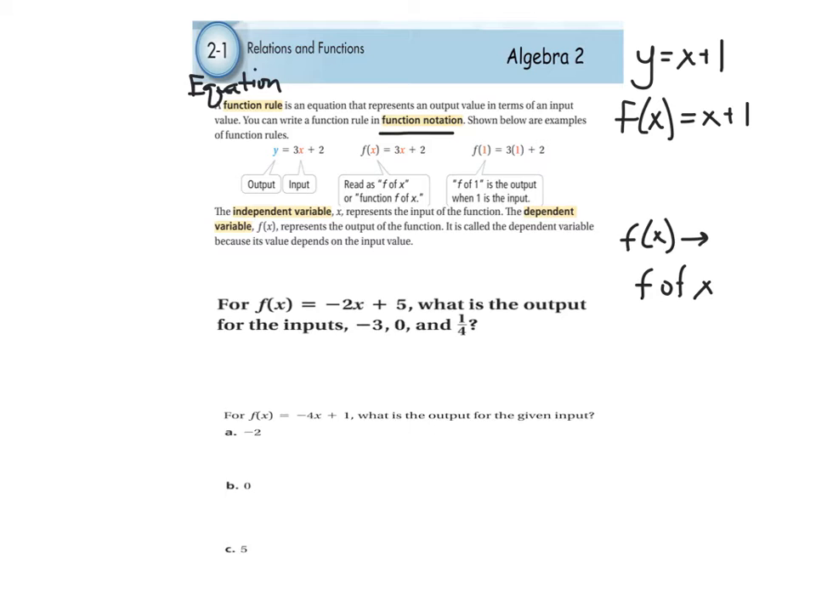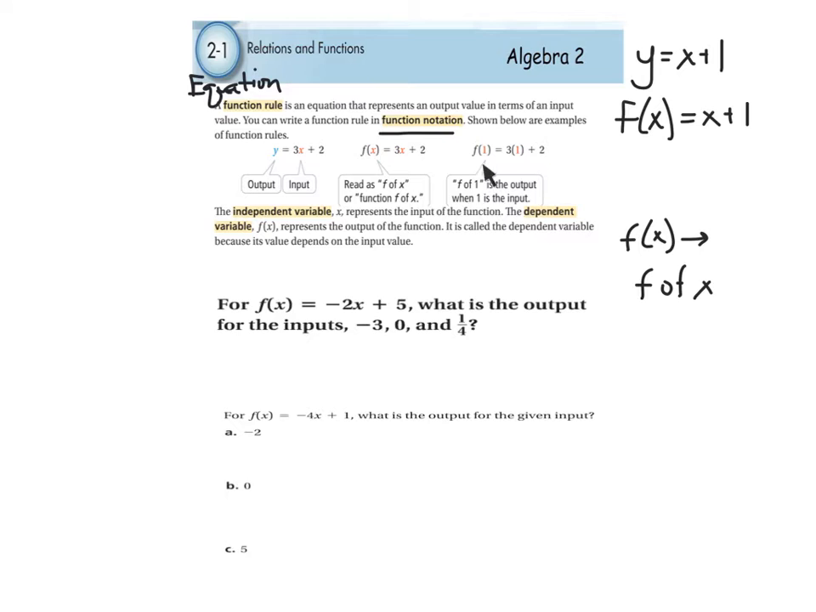Okay, so as we look through here, you see this equation here with y equals 3x plus 2. Okay, y is the output, x is the input. That has not changed. Same thing, domain, range, all those are all the same thing. Okay, so now instead of y equals 3x plus 2, we have f of x equals 3x plus 2. This is still the output, x is still the input.